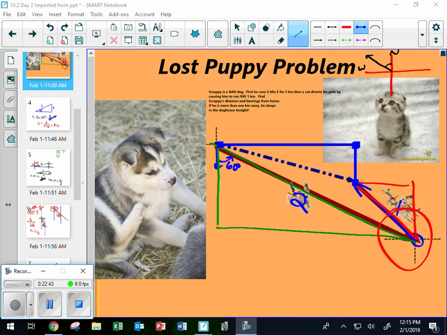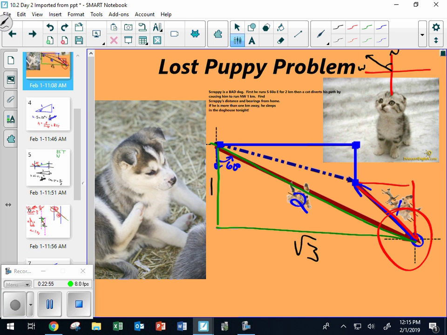Okay. Hopefully it wouldn't take too long before you realize that this one is a 1, 2, square root of 3 triangle. Did you figure out that the green one actually worked out that way? All right, and then I said to use decimals. Did anybody figure out that square root of 3 has a decimal?